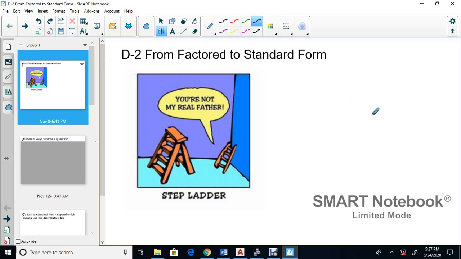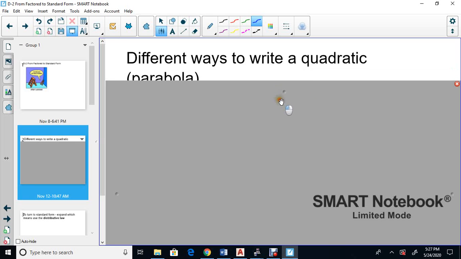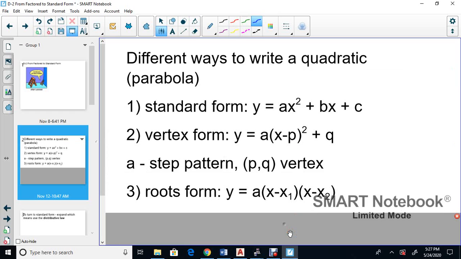So for this lesson, we're going to go from factored form of a quadratic to standard form. There's different ways to write a quadratic. If you don't know what a quadratic is, I'll just draw it on the side here. It's a U-shaped function, a happy smile, or it could be one that goes down, a frown. And you should have learned these last year.